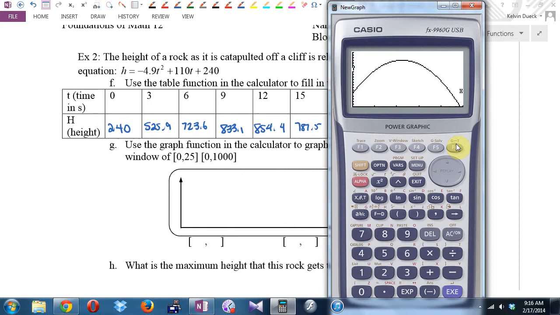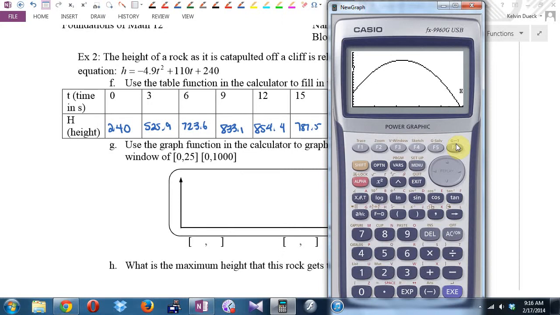Okay. Anybody not get this graph? Sure, you can go up by hundreds. So hit enter. Okay. Anyone else?